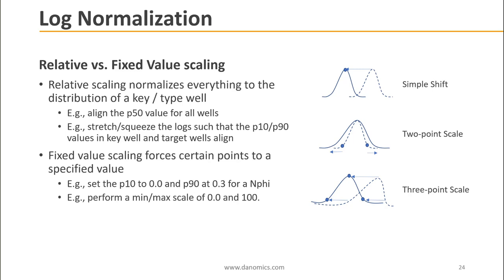And then there's relative scaling, where you can say, hey, I want, let's say, the average of all my SP curves to align with each other, or I want to stretch and squeeze so that the P10 and P90 of my gamma ray in every well are aligned. So those are examples of relative versus fixed scaling.